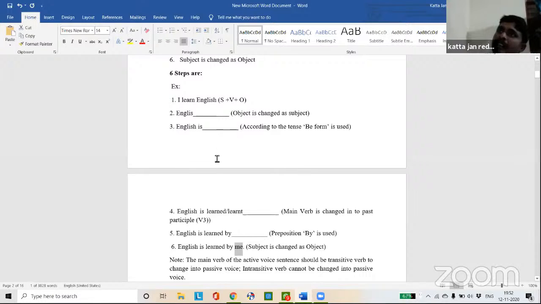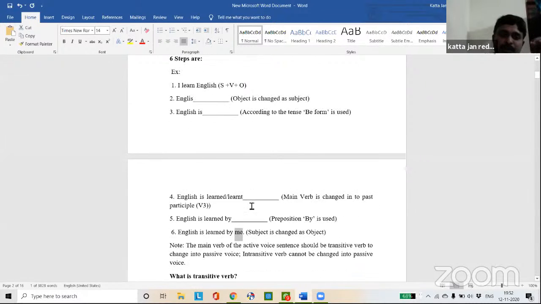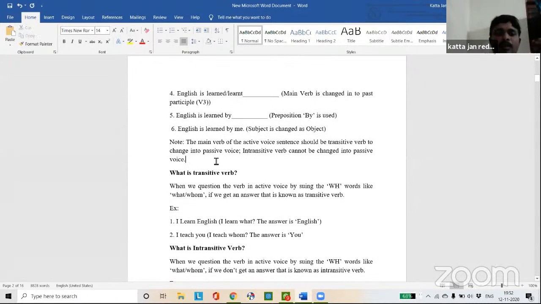Otherwise, your process of converting an active voice into passive voice might be wrong unless you use these six steps. Okay. Now, there is a note. Let us see what it is. The main verb of the active voice sentence should be a transitive verb to change into passive voice. An intransitive verb cannot be changed into passive voice.